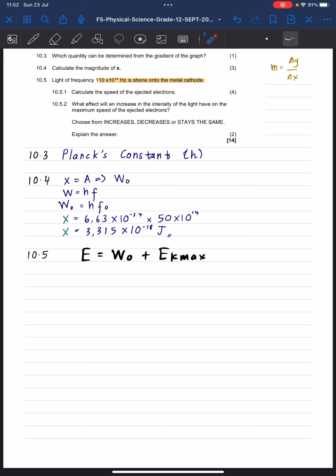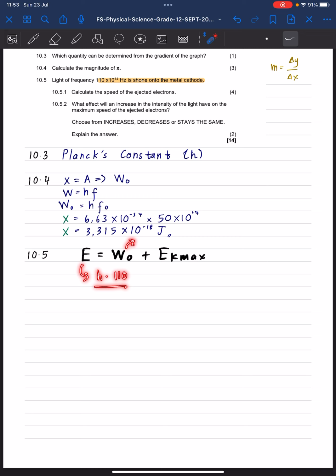It then says we must calculate the speed of the ejected electrons. So they want something here. This is what is required. That would mean that we have information here and here. We talked about what we're going to do here. We're going to say h times 110. Here, we know what the work function is from the previous question.